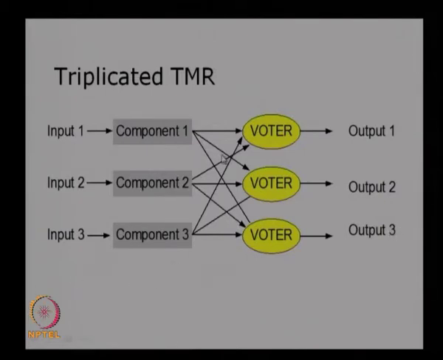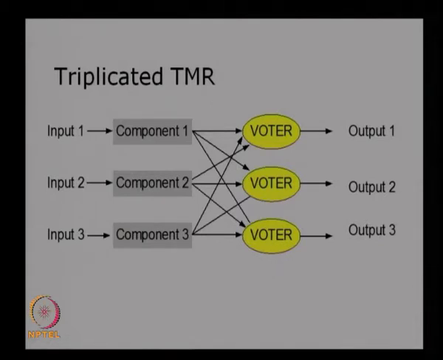So, the first level single point failure is eliminated by providing three voters, and again this will be connected to a TMR, and that will give another output. Like that, we can eliminate the possibility of error in the voter by having a triplicated TMR. So, that is one way of improving the performance of triple modular redundancy.